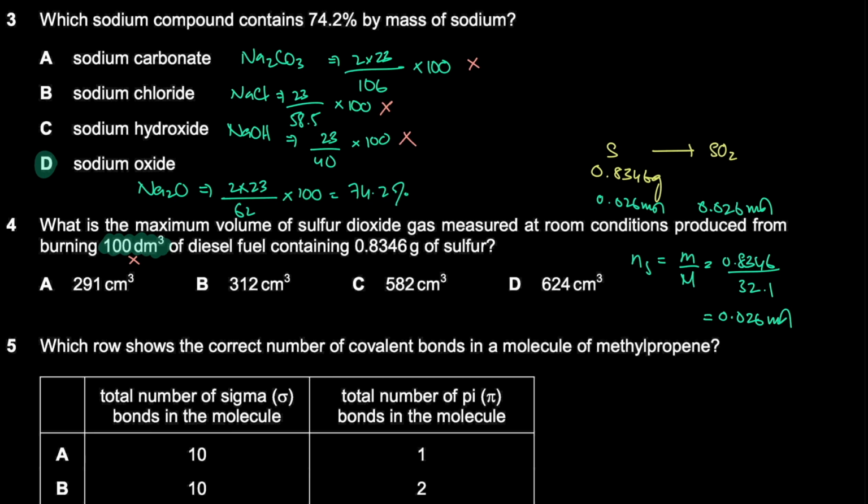We need to find the volume at room temperature and pressure of sulfur dioxide. We have the moles. You know that the volume in centimeter cube is the number of moles times 24,000, where 24,000 cm cube is the molar volume of a gas. So that is 0.026 times 24,000, which comes out to 624 cm cube. So the answer is D.